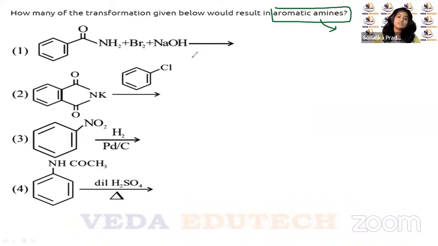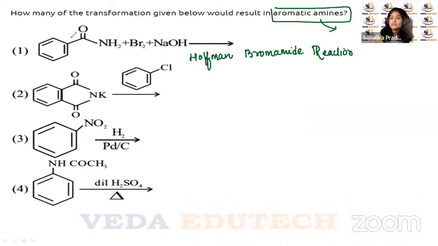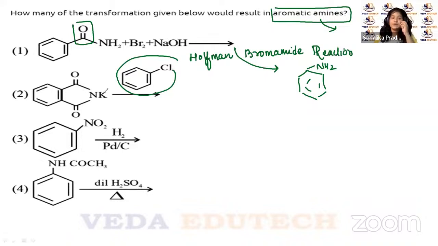As you all know, this is the Hofmann bromamide reaction. In the Hofmann bromamide reaction, one of the carbons is going to be lost. So this carbon is going to be removed here. So what is going to be the product here, children? Now this reaction, as you can see, is resembling your Gabriel phthalimide synthesis reaction.